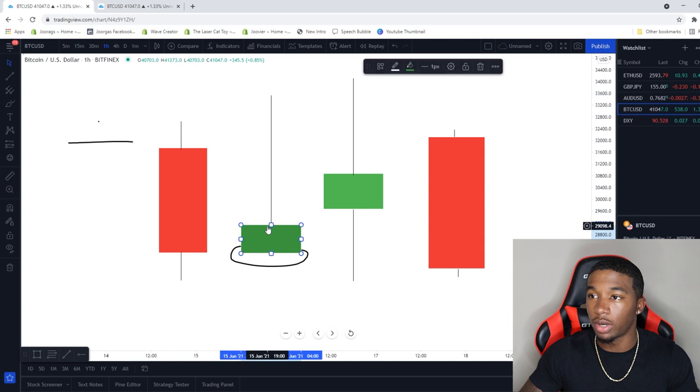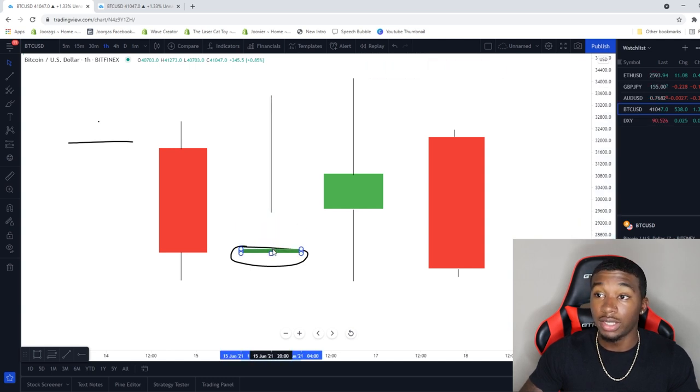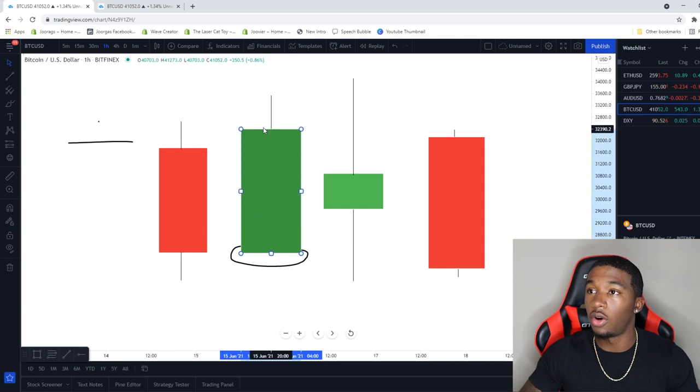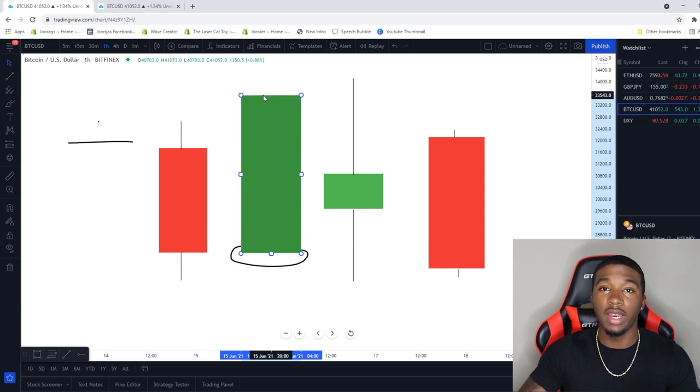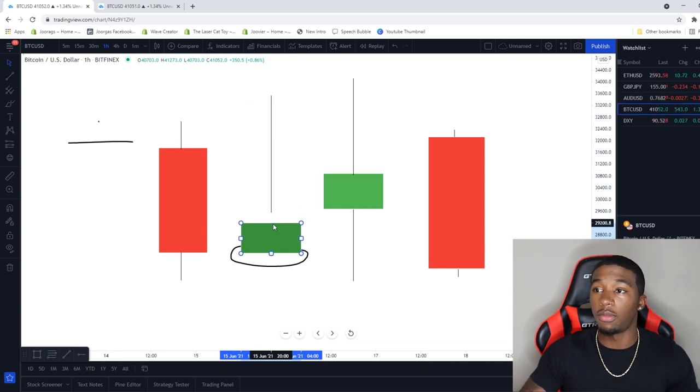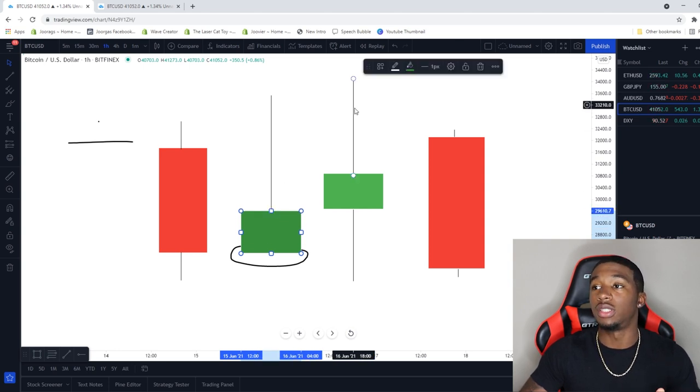This is just messing me up right now. Let me move this line out of the way. The price started all the way down here, right? During the whole time of 2 o'clock, it could have gone all the way up here, but then it didn't like this area, so it came all the way back down and ended up closing right here, and on to the next hour.